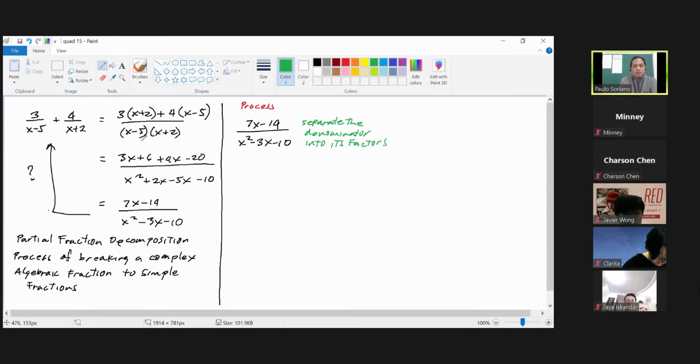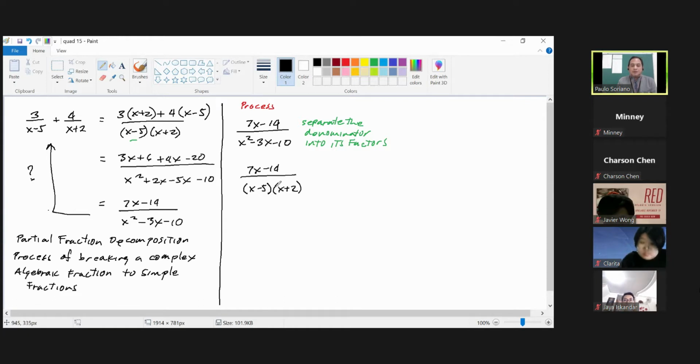Remember what you did. To be able to combine the fractions, you multiplied the denominators of each fraction. Now that we have the combined form, we want to separate it, and to separate it, we need to do factors. What are the factors here? It's a bit cheating, but we already know the factors from a while ago. So this now becomes 7x minus 14 over x minus 5 and x plus 2.